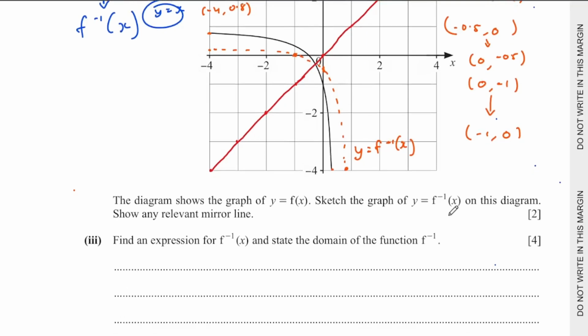Just quickly right here, I forgot to state the domain of the inverse function.